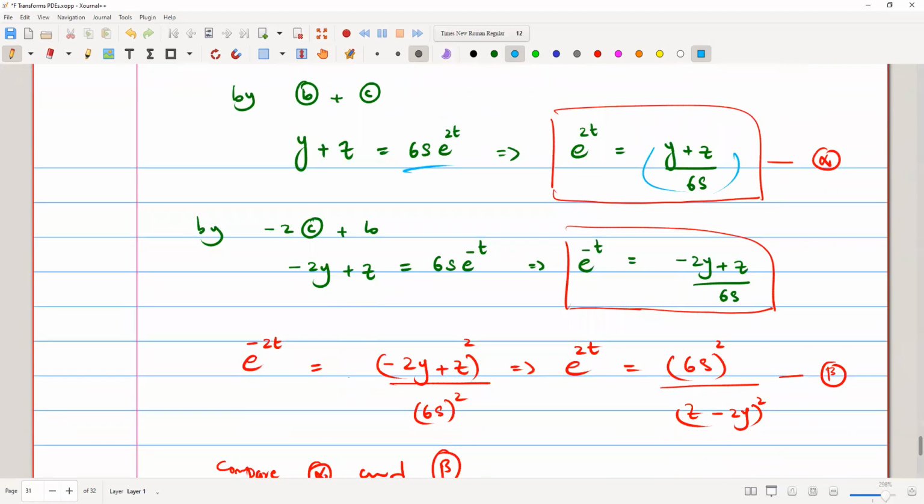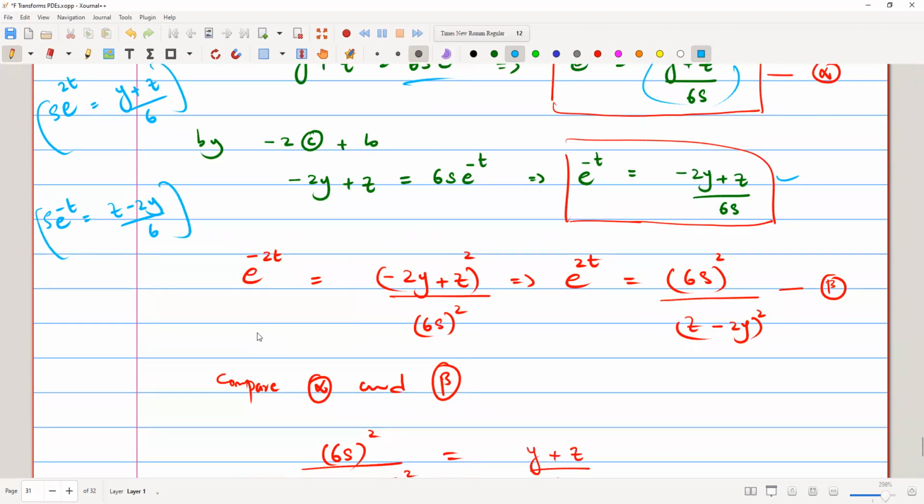And then we can also write s e to the power 2t. We will use this result later in our solution. It equals (y plus z) over 6. Again, from here, we can use that s e to the power negative t equals (z minus 2y) over 6. So we will use these results in the later stages.